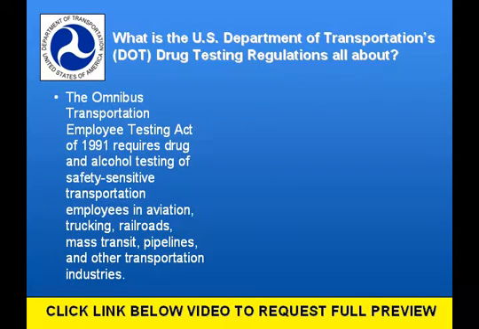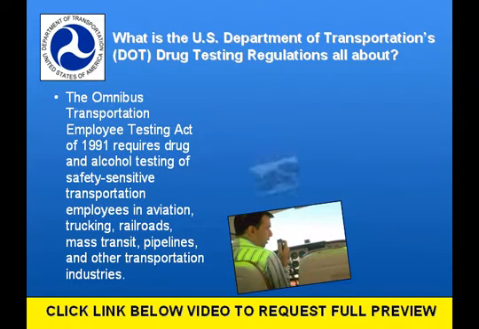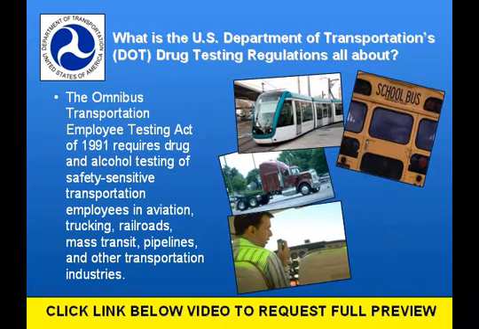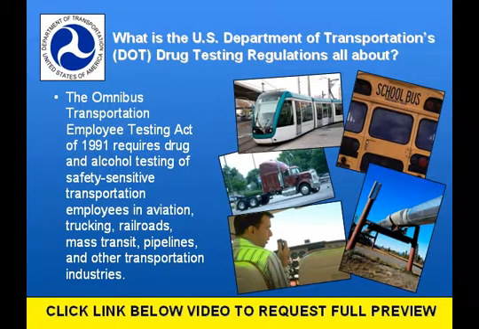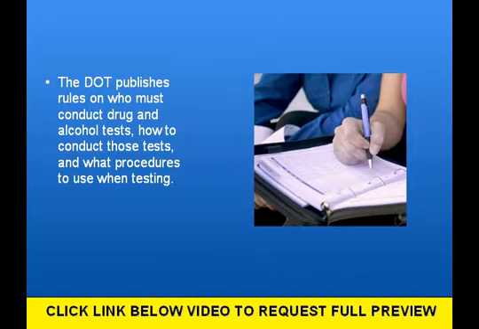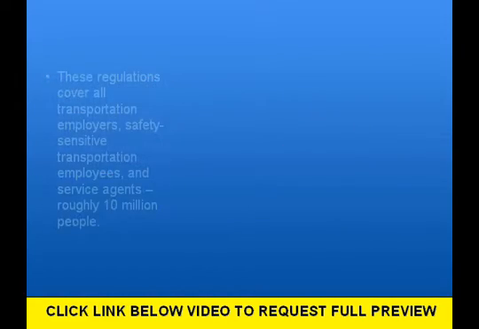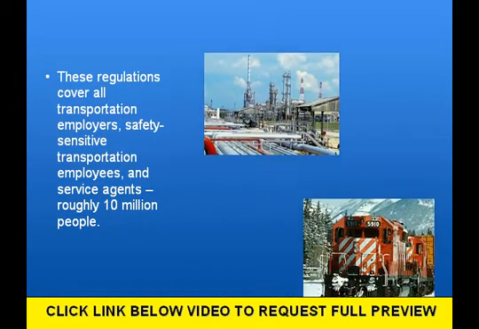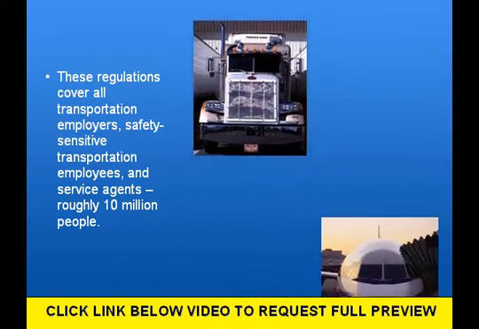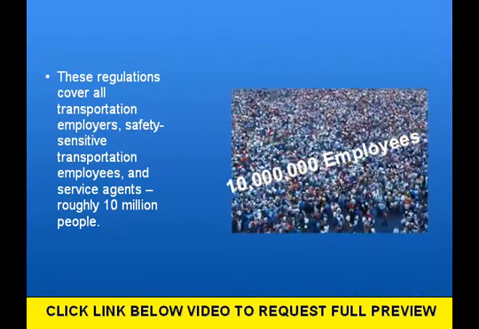The Omnibus Transportation Employee Testing Act of 1991 requires drug and alcohol testing of safety-sensitive transportation employees in aviation, trucking, railroads, mass transit, pipelines, and other transportation industries. The DOT publishes rules on who must conduct drug and alcohol tests, how to conduct those tests, and what procedures to use when testing. These regulations cover all transportation employers, safety-sensitive transportation employees, and service agents, roughly 10 million people.